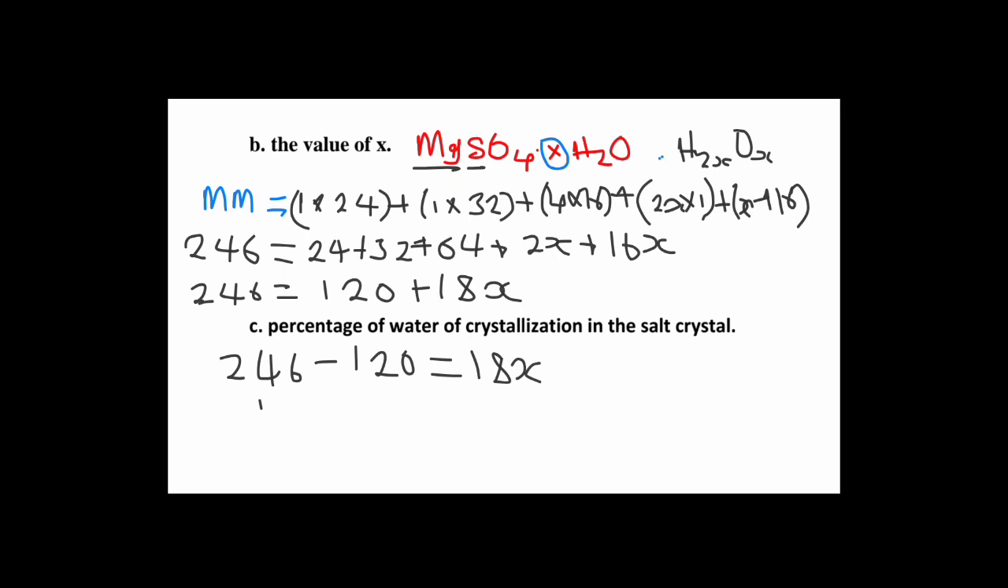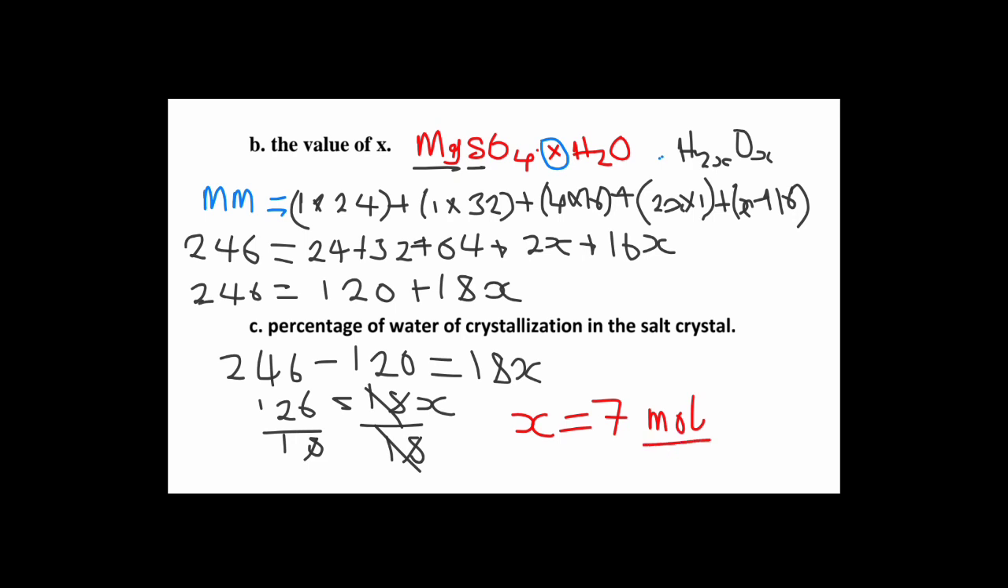So we'll say 126 equals 18x. We are looking for x, so we divide by 18 over 18. And the value of x now will be x equals 7 moles of water.